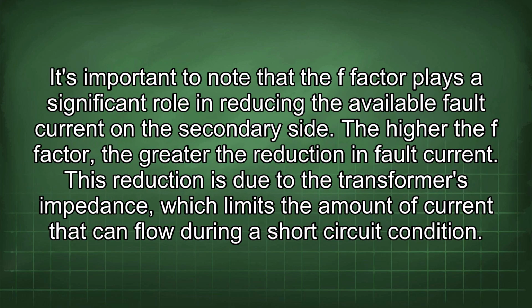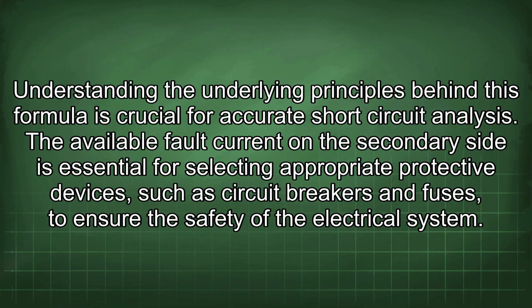It's important to note that the F factor plays a significant role in reducing the available fault current on the secondary side. The higher the F factor, the greater the reduction in fault current. This reduction is due to the transformer's impedance, which limits the amount of current that can flow during a short circuit condition. Understanding the underlying principles behind this formula is crucial for accurate short circuit analysis. The available fault current on the secondary side is essential for selecting appropriate protective devices, such as circuit breakers and fuses, to ensure the safety of the electrical system.